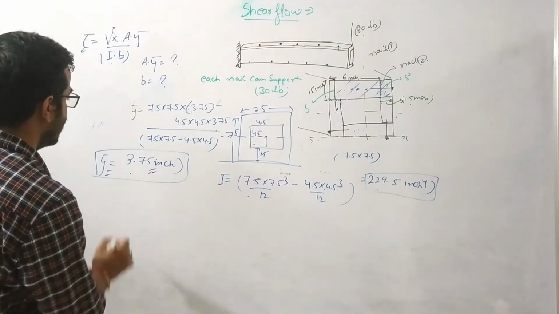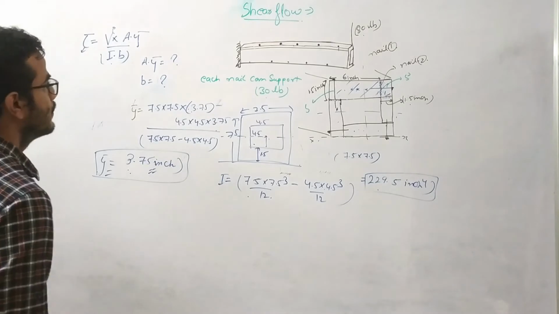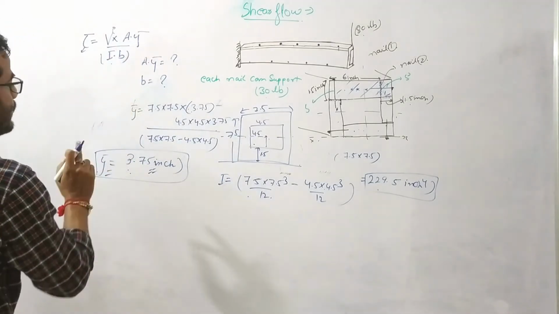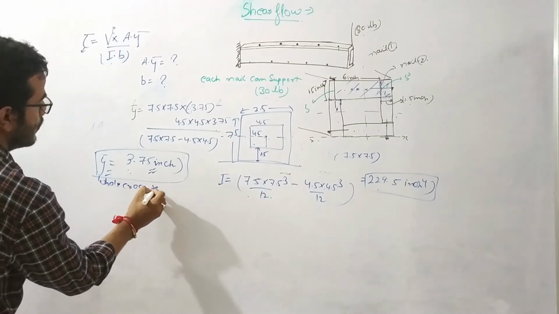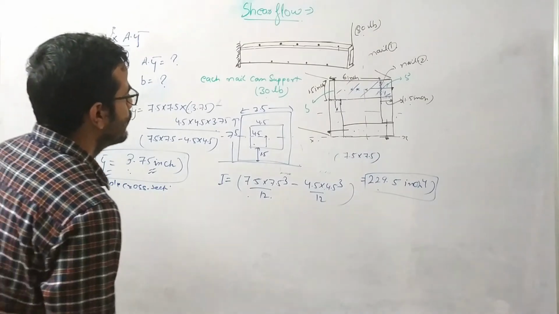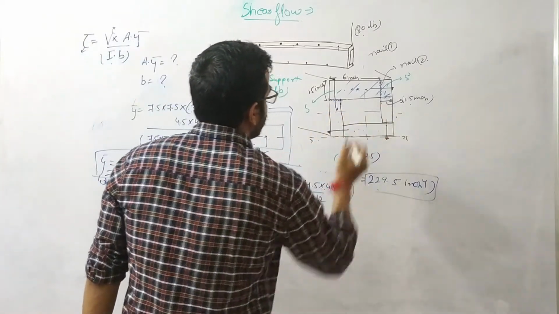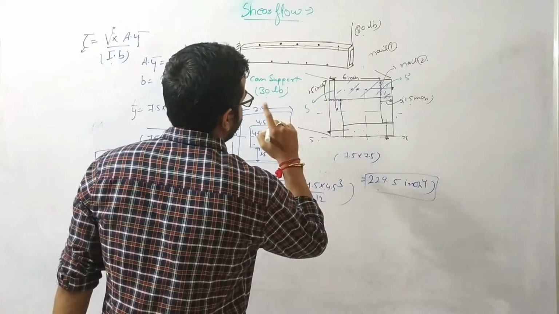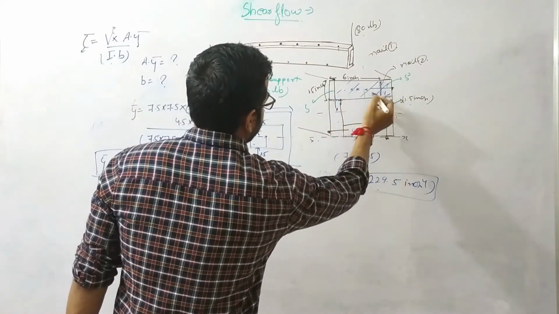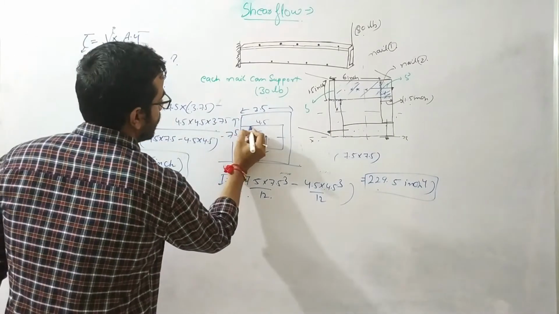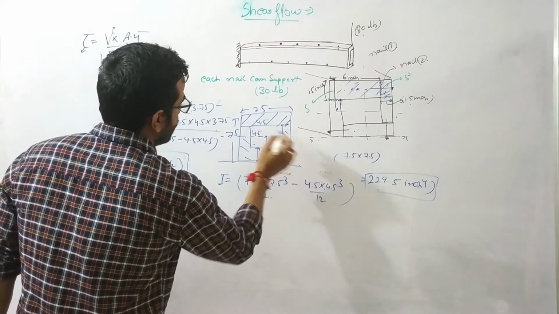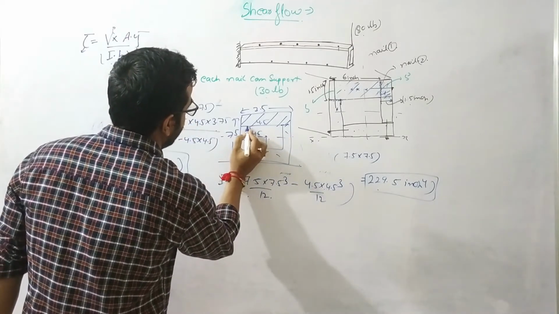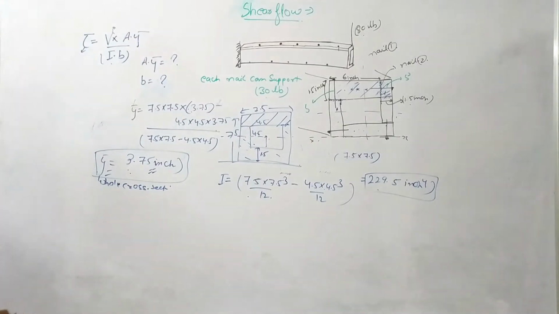So y bar is again calculated. Now this y bar is different from that y bar. This y bar is of the whole cross section, right? Now I need to calculate the shear stress at this point. For that, as we have already discussed earlier, I need to take this complete area. I can also take the other area, but my calculation will become a little different. So I am taking the area above the cut. What will be the area?